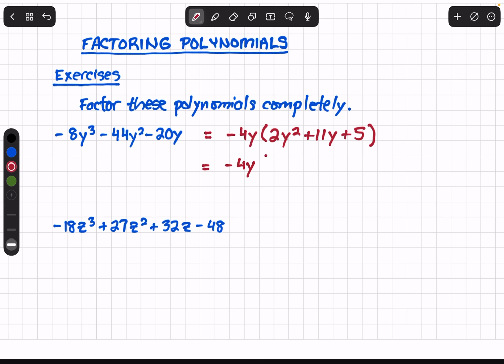I'm looking for ways to multiply to get 2y squared and to get 5. I don't have a lot of choices. 2y times y will produce 2y squared. If I want to produce 5, I have to multiply 1 times 5. See how I can make the 11 in the middle when I FOIL. 5 times 2y is 10y. 1 times y is 1y. 10y and 1y could make 11y if both these signs are positive. So this is completely factored.